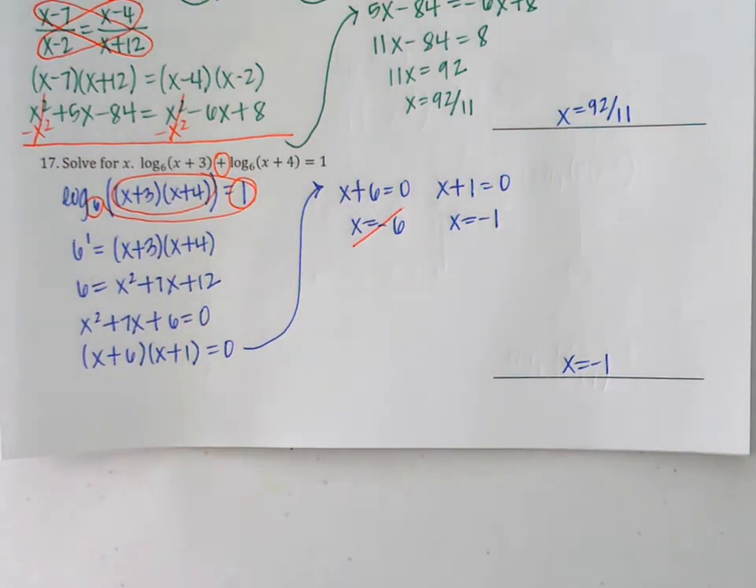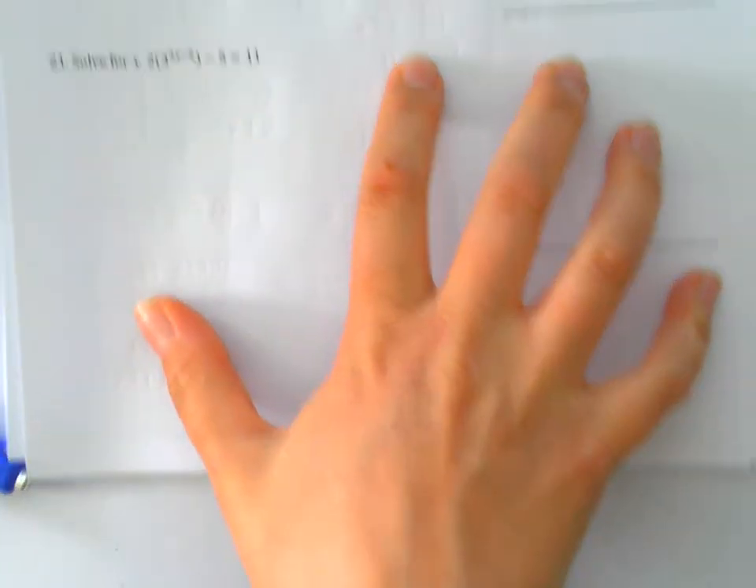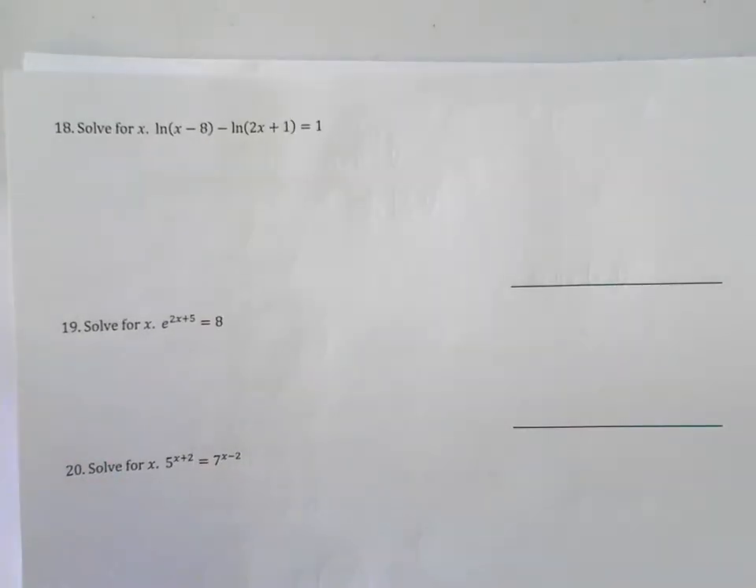Okay, let's keep going. So just like 17, 18 is really similar. It has a log on one side of the equal sign, or one side of the equation. And so that means we're going to condense and change to exponential.